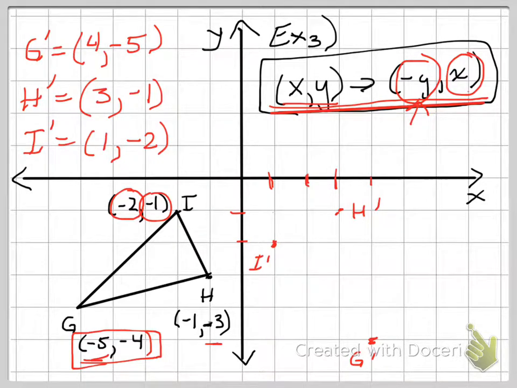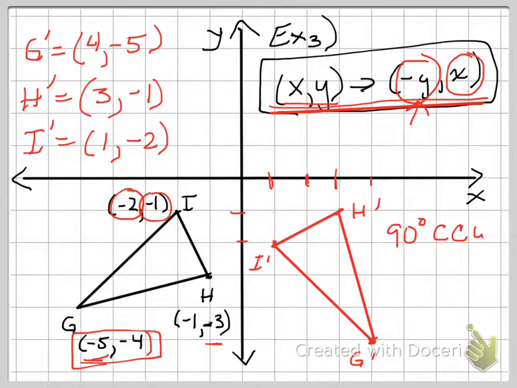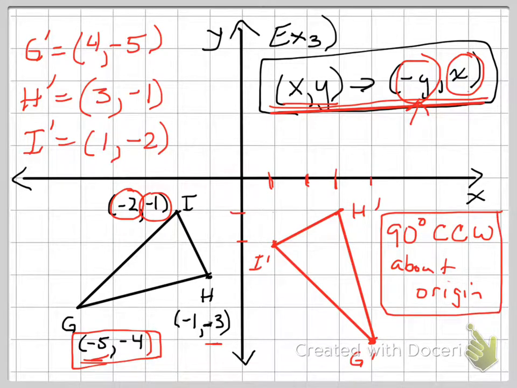So if we connect all of those vertices together, what you're going to end up having is a counterclockwise rotation of 90 degrees. This is a 90-degree counterclockwise rotation about the origin. So to describe that transformation, you just say it's 90 degrees counterclockwise because it's going in that direction, which is counterclockwise.